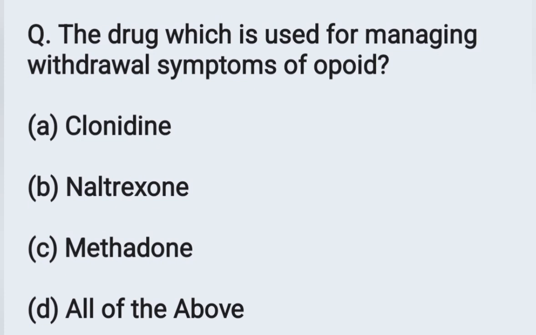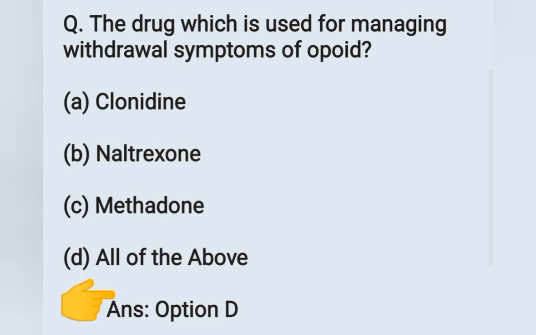And the next question is, the drug which is used for managing withdrawal symptoms of opioid is? Option A, clonidine. Option B, naltrexone. Option C, methadone. Option D, all of the above. Our question is, the drug which is used for managing the withdrawal symptoms of opioid is? All of these we can use. Clonidine, naltrexone, methadone, all can be used to manage withdrawal symptoms of opioid. Option D is the correct answer.